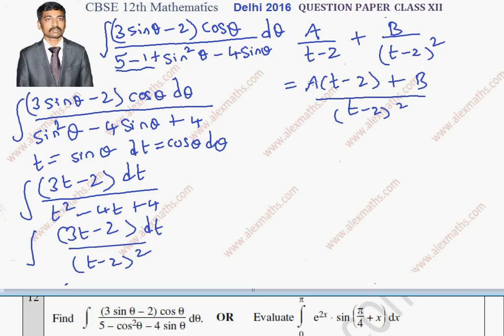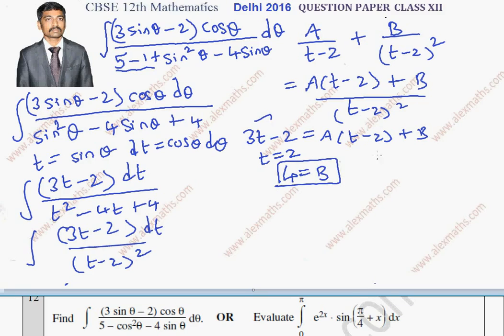Now I have to equate both the numerators. So here it is 3t minus 2 equal to a into t minus 2 plus b. If I take t is equal to 2, then this side 3 into 2 is 6, minus 2 is 4, equal to b, because a will become 0. The value of b we found. Now simply I'll take t as 0, then this side it will become minus 2 equal to minus 2a plus b. Since b is 4, I will put 4 here. Then if I carry this 4 to the other side, it will become minus 6 is equal to minus 2a. So a will become 3.